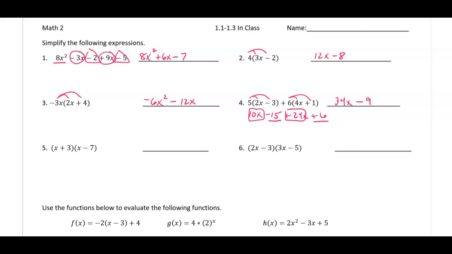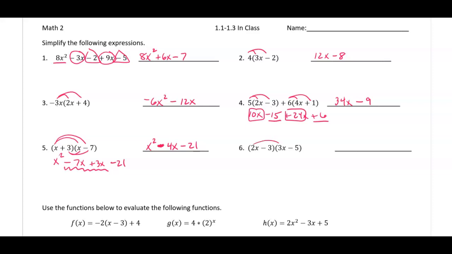And when we multiply these binomials together, x times x is x squared. x times negative 7 is minus 7x. 3 times x is plus 3x. And then 3 times negative 7 is negative 21. When I combine like terms, I get x squared. These two middle terms can be combined. Negative 7x plus 3x is minus 4x. And then minus 21.